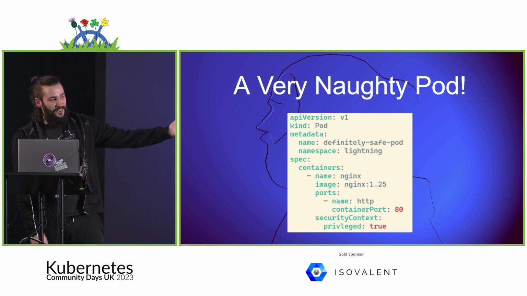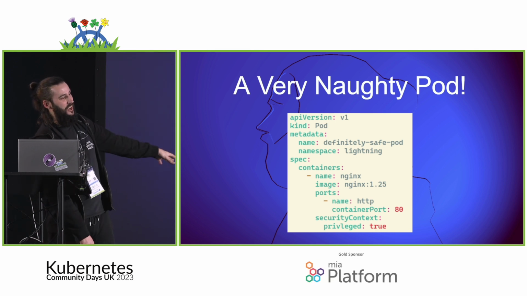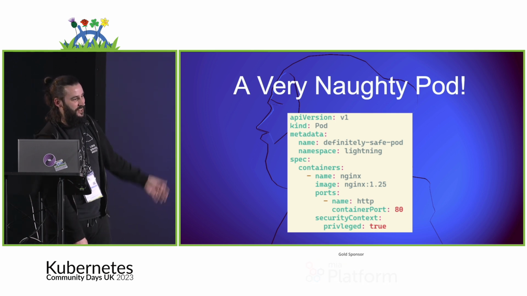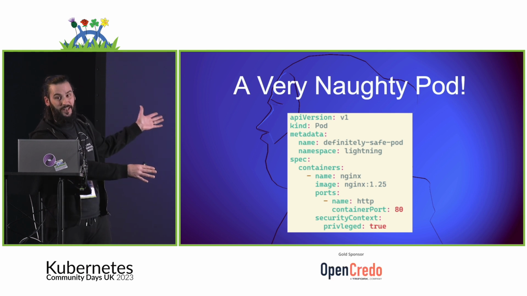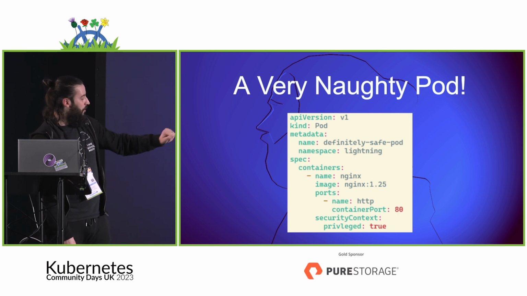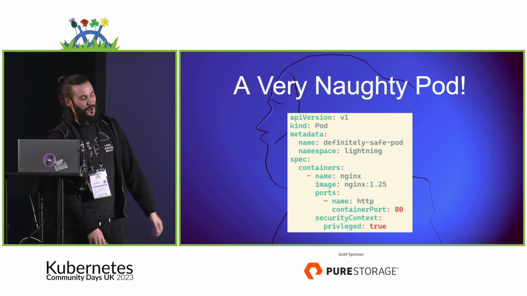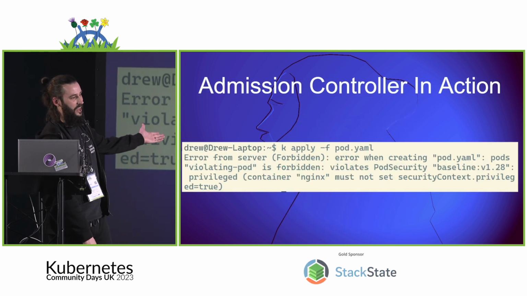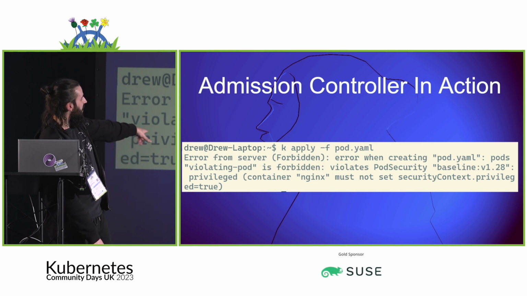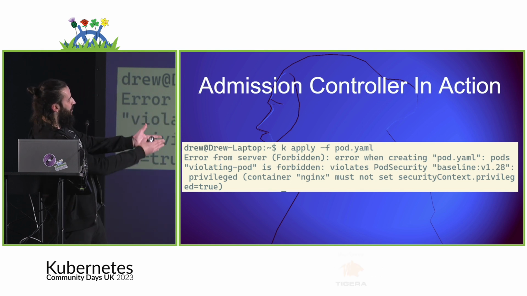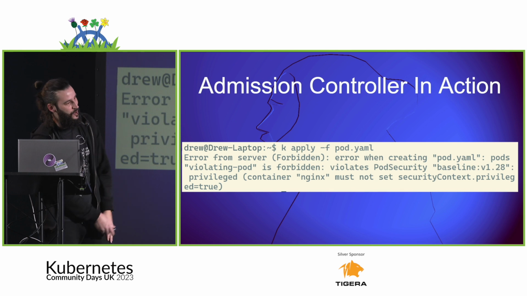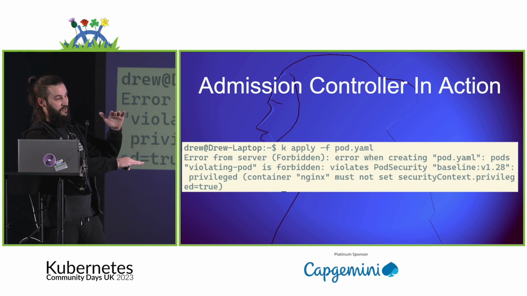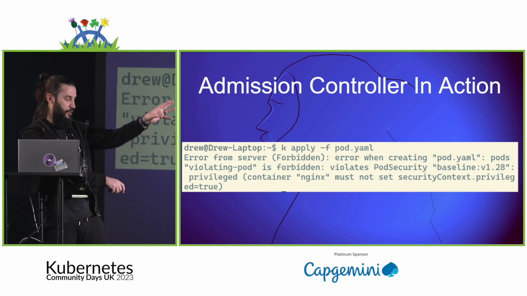So here's a very naughty pod. This is definitely a safe pod. It lives in the Lightning namespace, and you can see I've just done this today, by the way. And it's got a security context down there of privileged equals true, which, as we all know, Nginx definitely needs. So this will fail straight away, saying, nope, you're not allowed to do that. The container Nginx must not set the security context of privileged equals true. And basically, this can be done at the pod or container level, which we'll see in just a second.